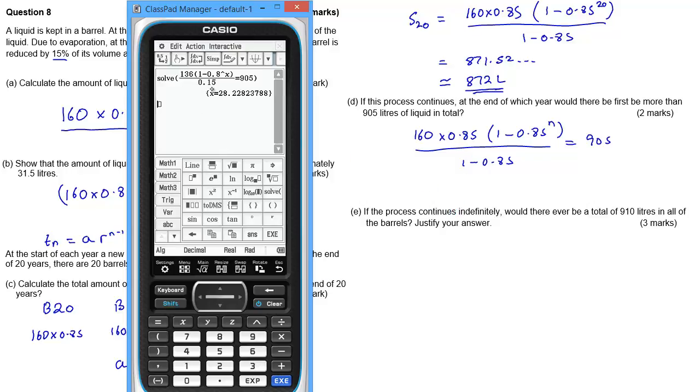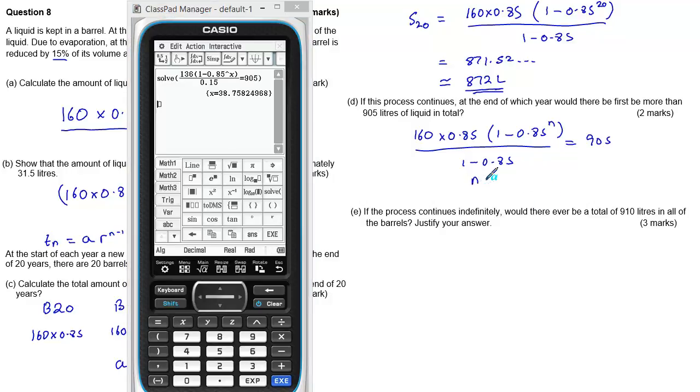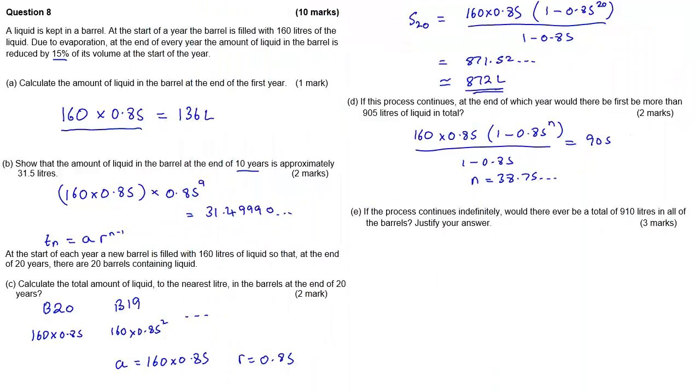now let's have a look, something's gone wrong here. Yep, it's 0.85. And that gives us 38.75. So n is 38.75. That tells us that if n equals 38, there's not going to be quite 905. So n has to be a whole number. So n is going to be 39 years.